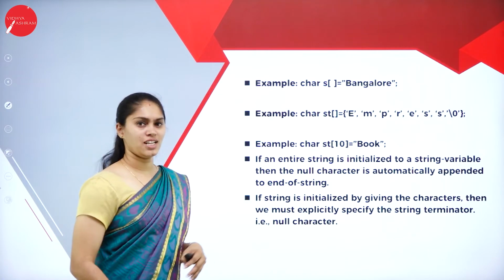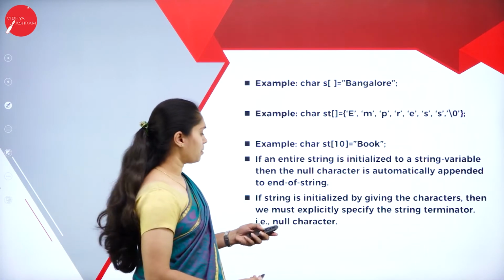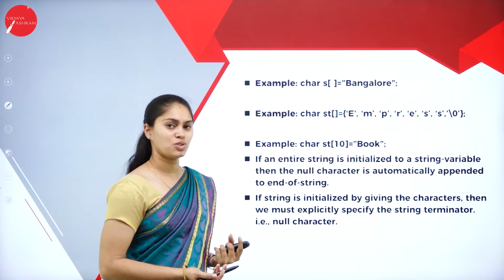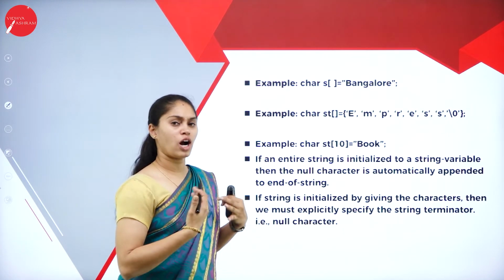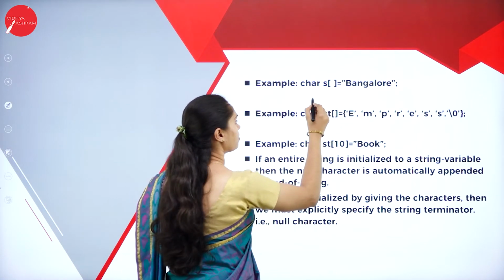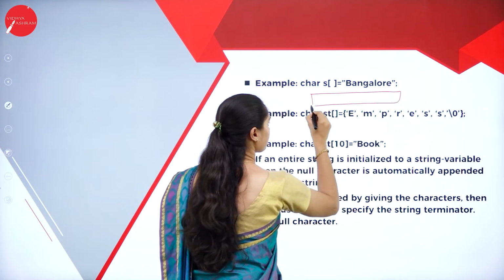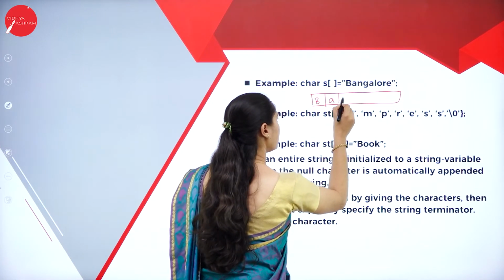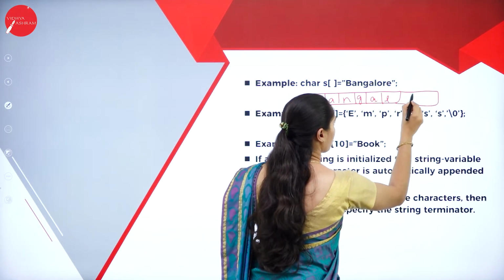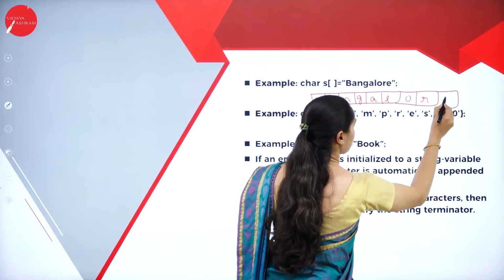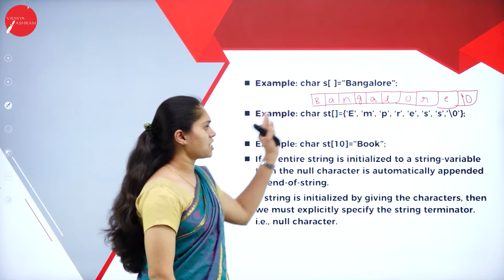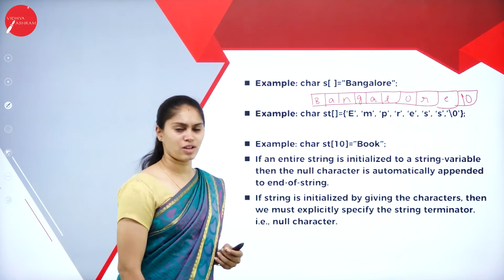We can also do the initialization like this. In the previous example, I specified the size, but in this example, I am not specifying the size. If we are not specifying the size, then by default as much memory as the number of characters will be allocated. So here, Bangalore: B, A, N, G, A, L, O, R, E. At the end, by default, it will have \0. This is how the representation of that particular string s takes place.